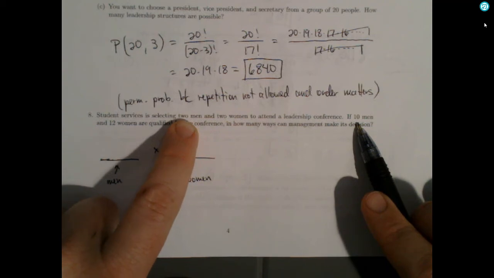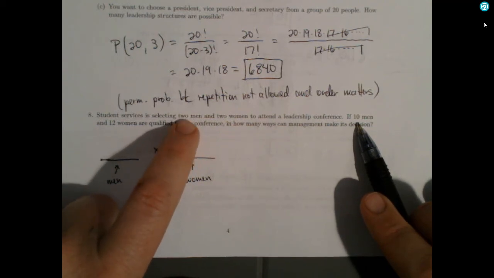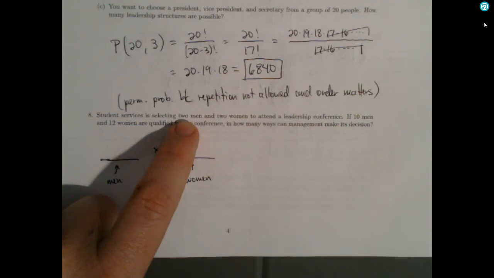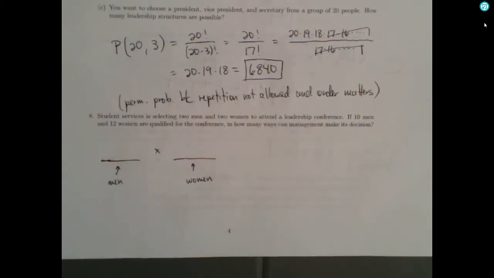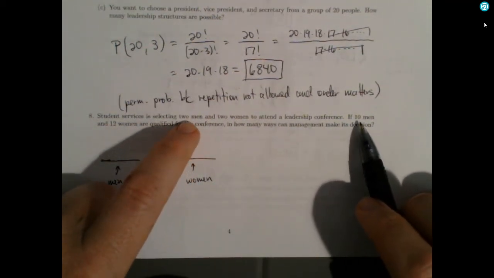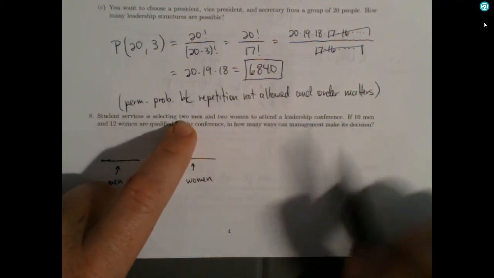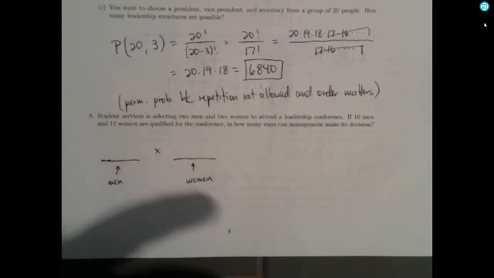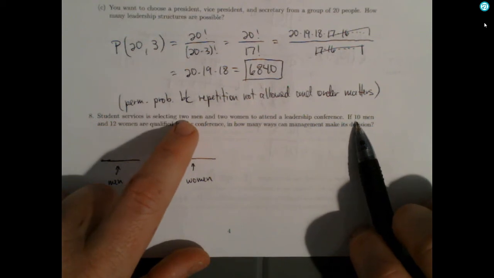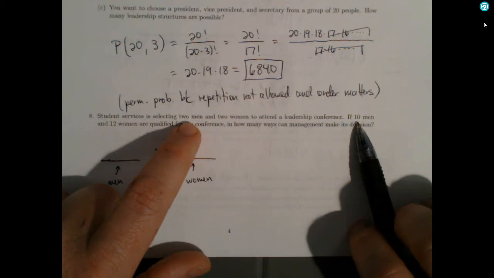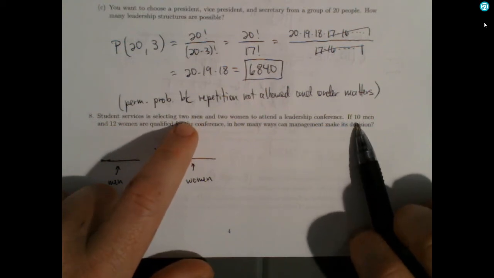It doesn't say anything about a ranking system, so it's not like the first person chosen is going to be president of whatever. They're just going to send these 2 people to the conference. So the order in which they're chosen doesn't matter. If you choose Bob and then Tom, it's the same thing as choosing Tom and then Bob, right? It's still the same set of 2 men that you're sending to the conference. So the order doesn't matter. Repetition is not allowed because you can't choose Bob twice, right? You have to choose 2 different men, okay?